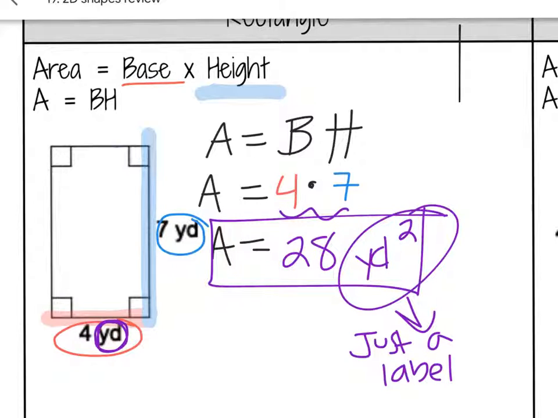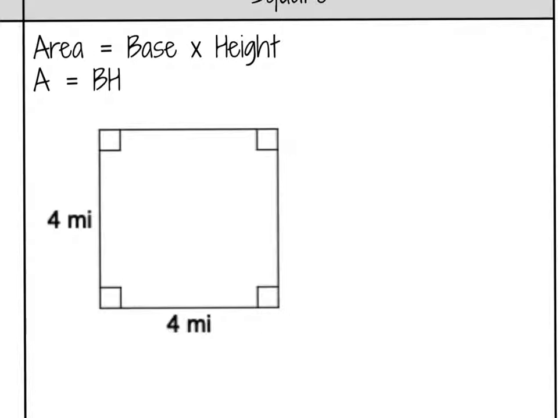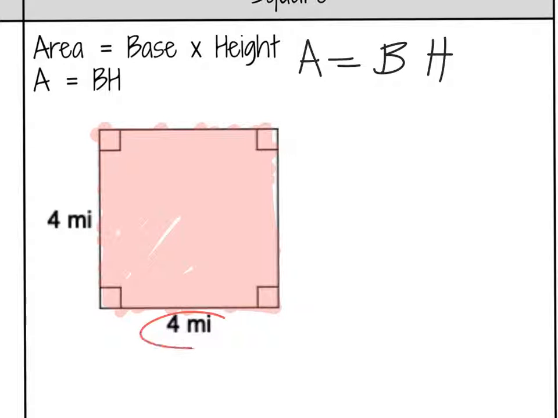Let's move on to the square. Alright, same thing. We're finding how much space is inside of this square. So what is the amount that is taken up by everything shaded in red? I'm going to start by writing my formula. Base times height. Here's my base. Here's my height.